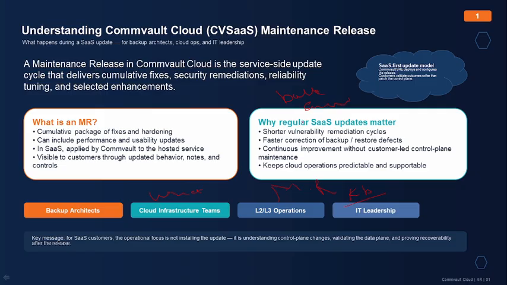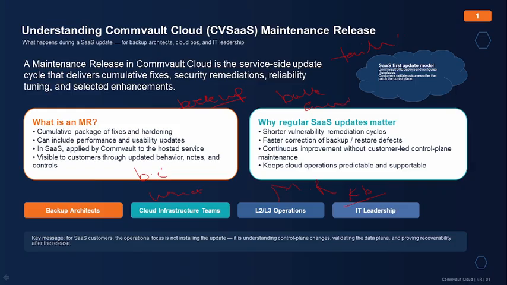A proper understanding of MR updates helps us reduce the risk of backup job failures. Earlier I noticed that after patches were released or updated in CV SaaS, a lot of backup jobs failed, but I didn't know why they were failing. So a proper understanding of MR updates helps us reduce risk, avoid backup failures, improve system performance, and keep our Commvault environment, that means a backup environment, secure and reliable.